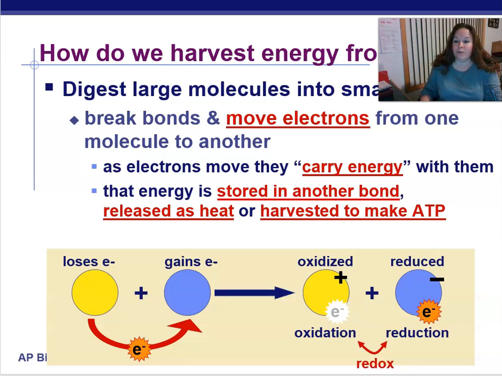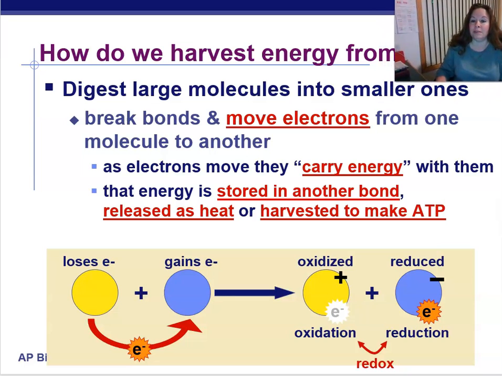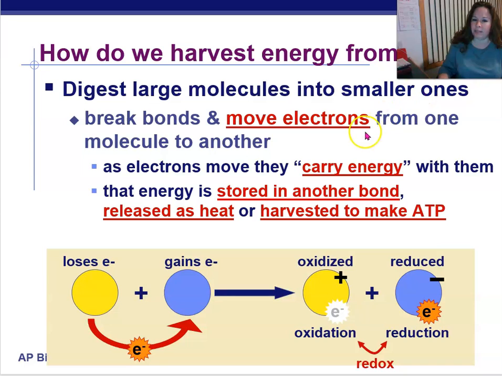So how do we harvest energy from our fuels? Well, we have to digest molecules that are large into smaller ones. As we break the bonds, basically, we're going to move electrons from one molecule to another. As electrons move, they carry energy. It's the basic idea of electricity. Electricity is basically electrons moving. So same thing in our body. If we move electrons from one molecule to another, they will actually carry energy with them. It's the energy stored in the bonds.